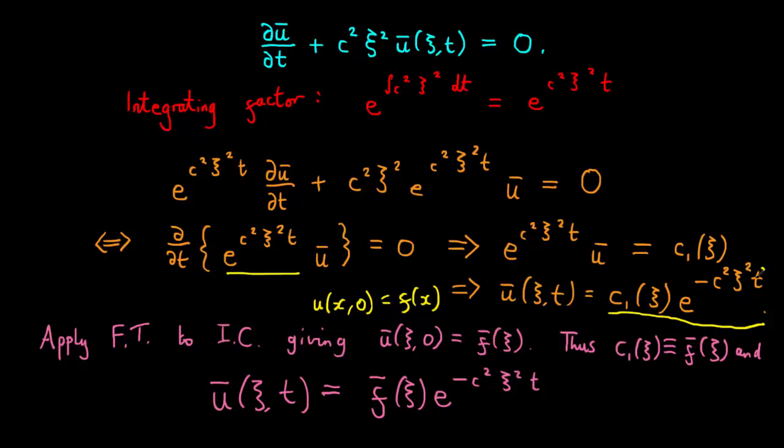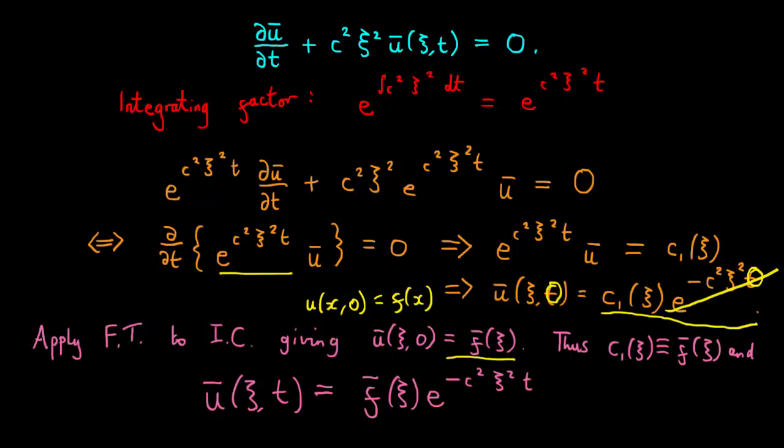And so therefore we can see that if we put t equals 0 into our general expression up here, then if we put 0 here, what do we get? Well, we'll have e to the minus 0 gives us 1, so this factor is just 1. And so u bar psi and 0 is equal to c1 of psi, which our initial condition gives us is just f bar of psi. So c1 of psi is exactly f bar of psi. And therefore, putting that into the general expression we found in the last step, we have that u bar of psi and t is equal to f bar of psi times e to the minus c squared psi squared t.